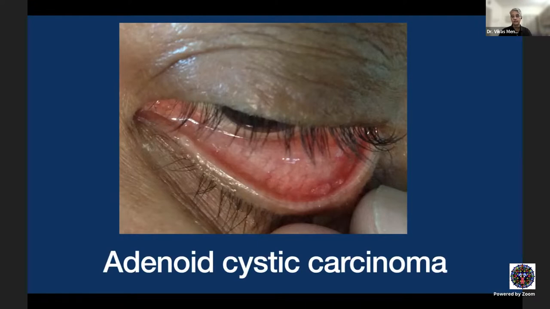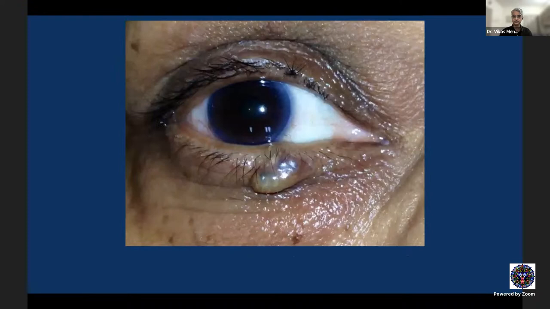This we had reported also, this is published, but sometimes you have these surprises. So whenever you have anything atypical looking, it's always a good idea to send the sample for histopathology and never miss out on something which may be more sinister.